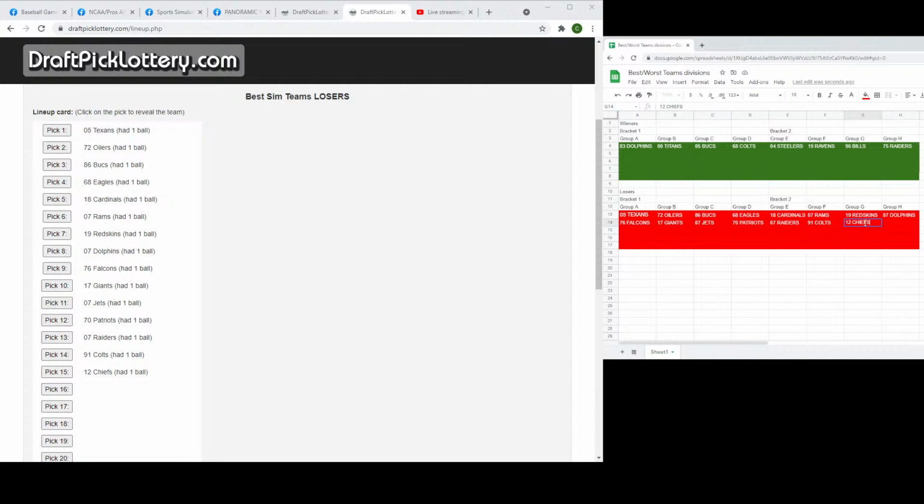You're wondering what that line is before the C. I have a keyboard here I bought in Thailand, and for some reason when I hit shift, sometimes it makes that. Pick 16 is the 99 Browns.